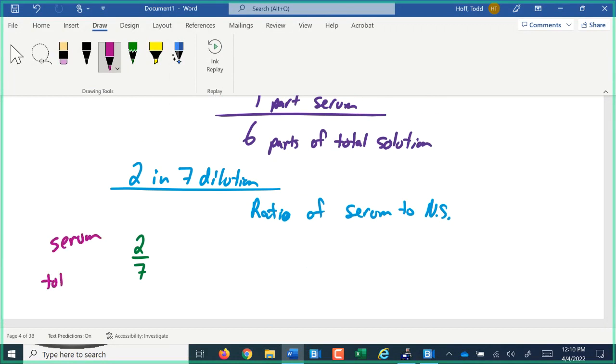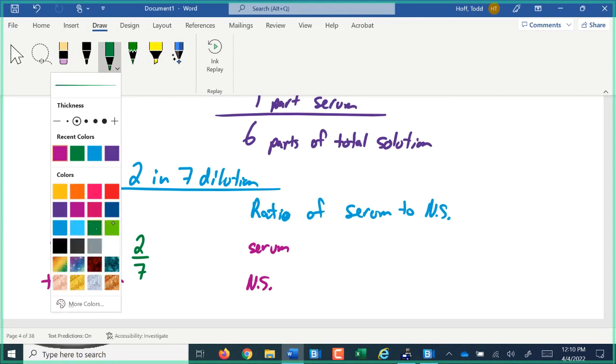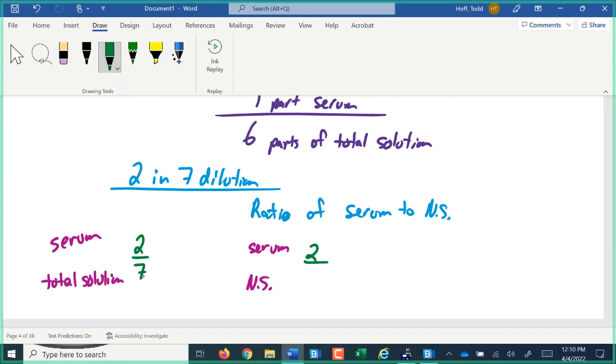7 is the total solution, not the saline. Get it as serum to water or serum to NS. It's still 2 parts of serum, but it's the 7 total parts minus the 2 parts serum, which gives us 5 parts of saline or NS. That becomes a 2 to 5 ratio of serum to saline. So we have to make that adjustment.